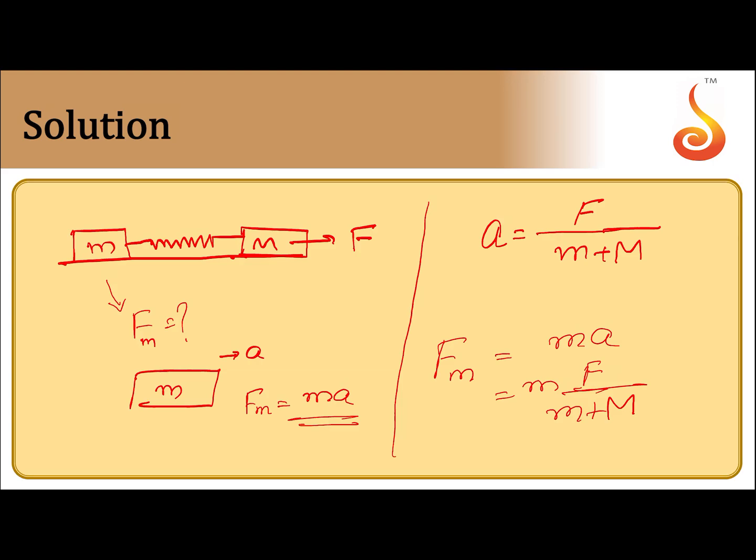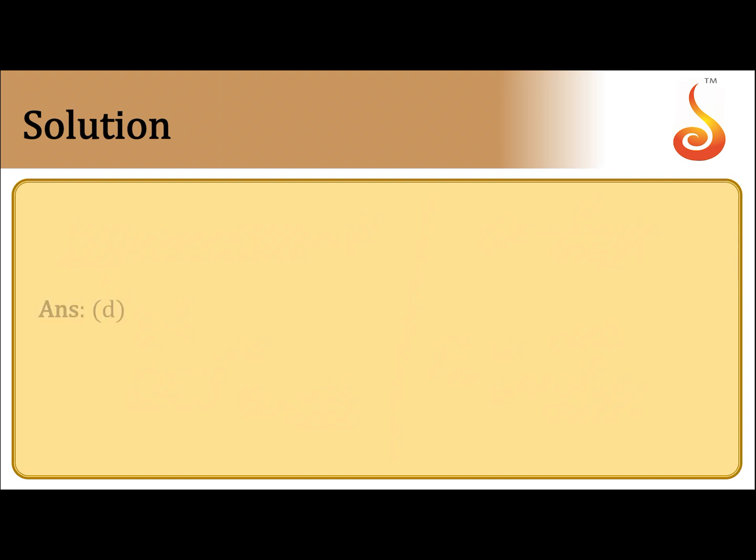So observe an important thing. This is what happens when a force of F is acting on the system continuously. That's right. So the force exerted is m into F divided by m plus M. And which option does it correspond to? Yes, the last option, that is D.